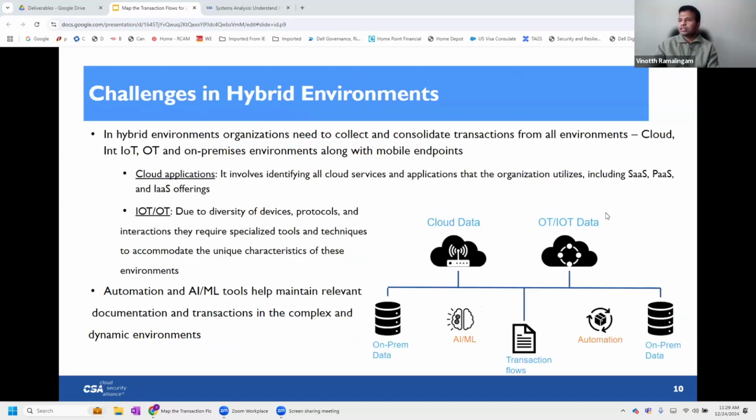Got it. And then the next thing we would want to talk about is the challenges here. So what are the different challenges in mapping the transaction flows? We have captured some, and based on your vast experience, John, definitely you can add, please.